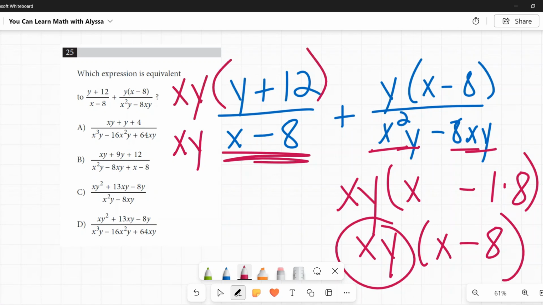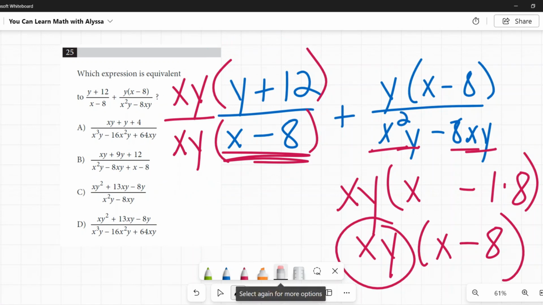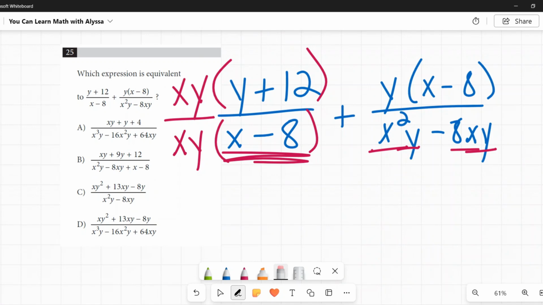Now, anytime you're multiplying the denominator of a fraction by something, you have to multiply the numerator by that same thing, because you're essentially multiplying by 1. A number over itself, not including 0, is equal to 1. So x times y over x times y is 1. I can multiply this whole thing by 1 and not change it.